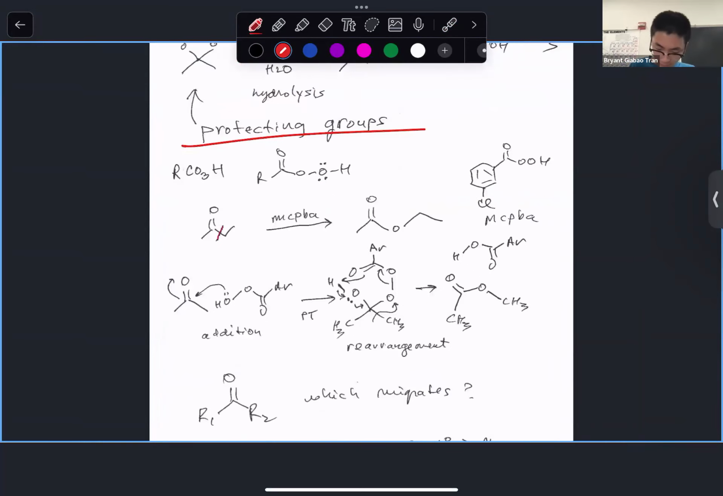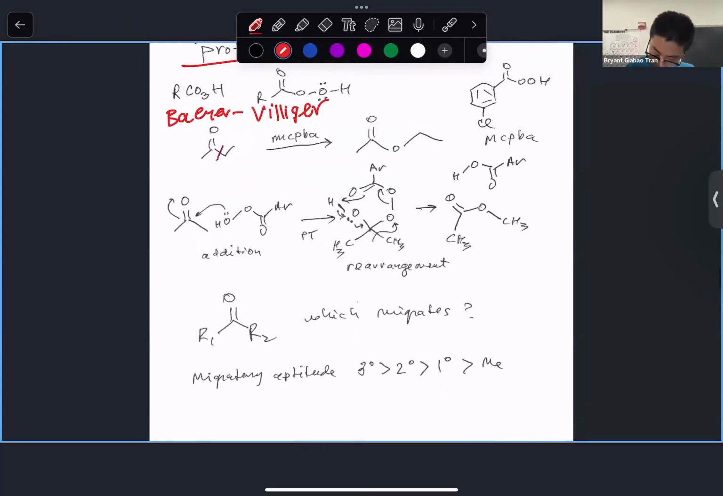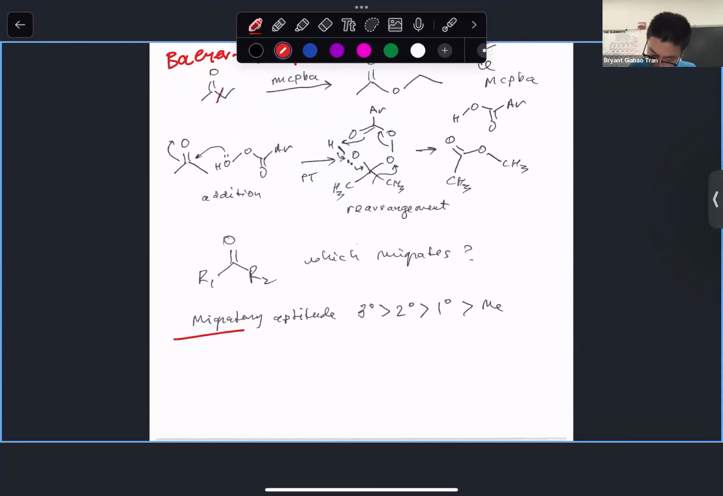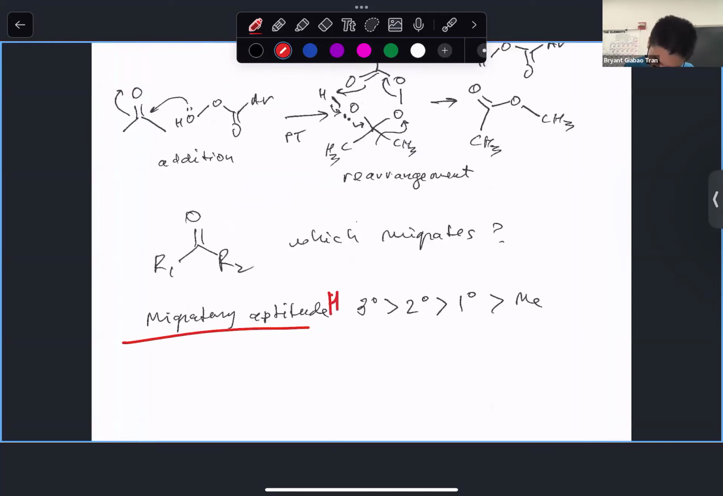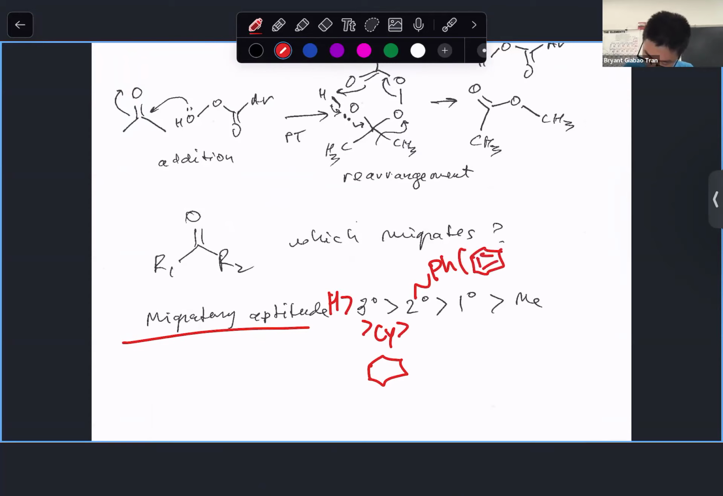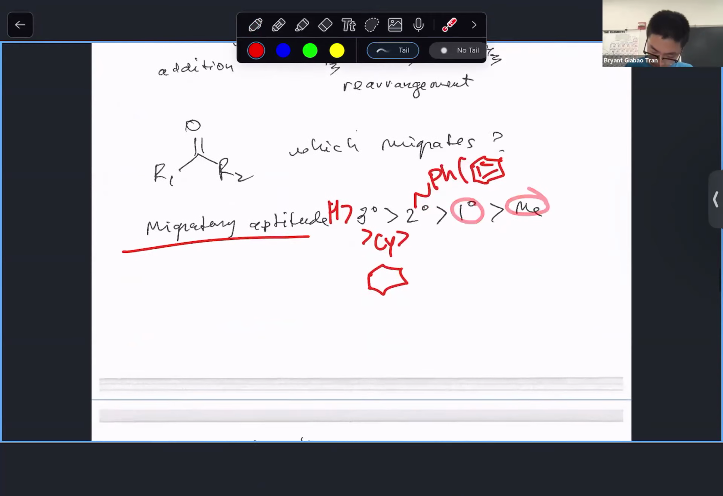Baeyer-Villiger. Migratory aptitude. Hydrogen is higher than tertiary. Cyclohexane is in between tertiary and secondary. Secondary is the same as a phenyl group. And then primary, methyl. Yeah.